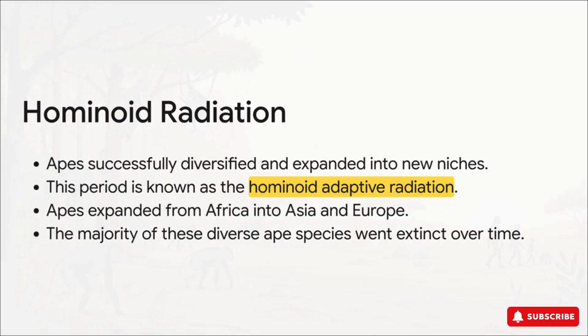And this incredible explosion of diversity has a name: the hominoid adaptive radiation. You can think of it as evolution just kicking into overdrive. Apes weren't just multiplying, they were branching out into an amazing array of new forms, each one finding its own ecological niche. They expanded out of Africa and into Asia, giving rise to the Sivapithecines, who are the ancestors of today's orangutans. And at the same time, another group, the Dryopithecines, found a home in the huge forests of Europe.